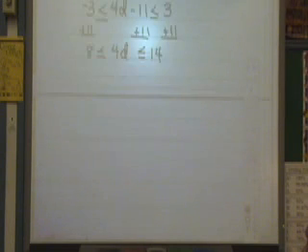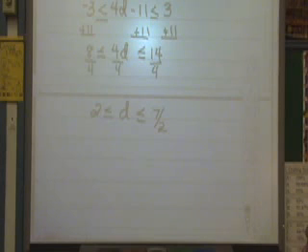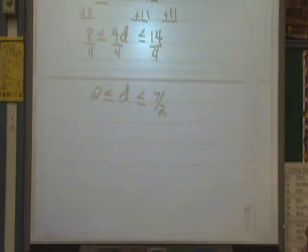And you divide by 4. And you get 2 is less than or equal to d, which is less than or equal to 3.5. And then graphing it. I'm still not going to make you put in the other integers. We know this is 3.5 or 7 halves. So what kind of circles? Closed. And shaded in between.